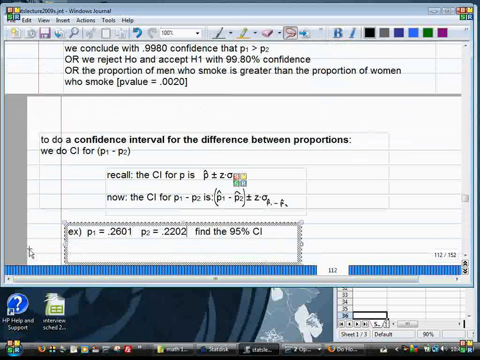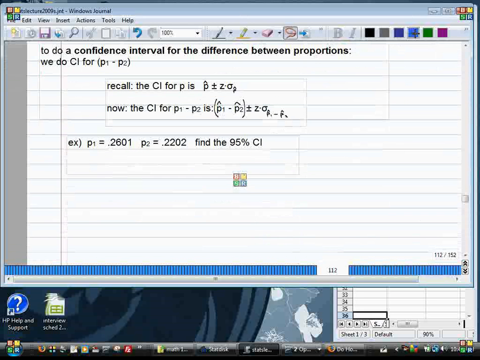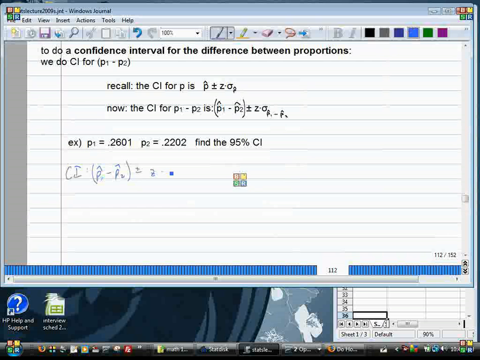So let's find the 95% confidence interval for the difference using the data we just had. So how do we do that? Well, we have our formula for the confidence interval. P1 hat minus P2 hat plus or minus Z times sigma P1 hat minus P2 hat. Now, do we know P1 hat minus P2 hat? Yeah, we sure do. That was 0.0399 plus or minus.